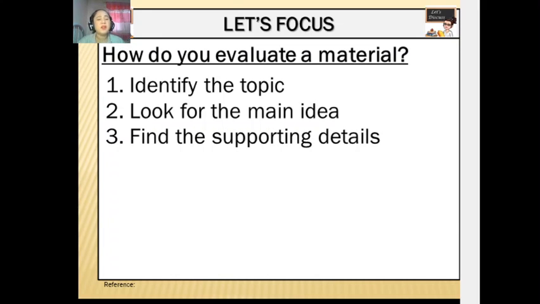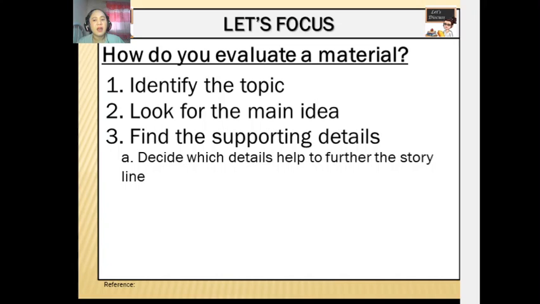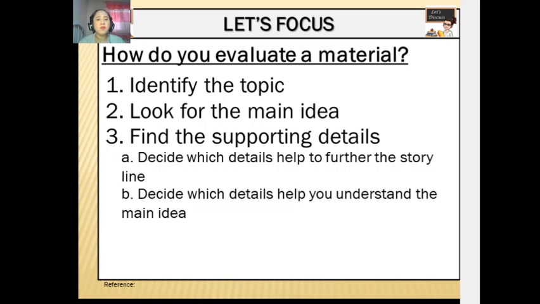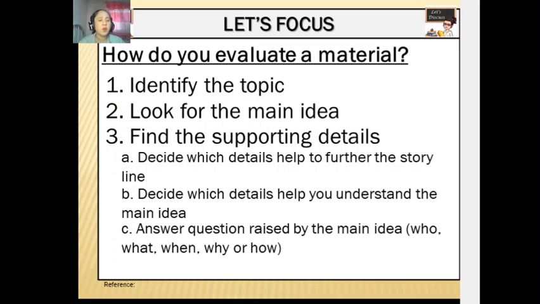Now, there are many ways that we can find supporting details. If it is a story or a narrative, you have to decide which details help to further the storyline. If not, then you have to decide which details help you understand the main idea, and of course, answer questions raised by the main idea. This is where the WH questions come in. Who, what, when, where, why, or how questions.